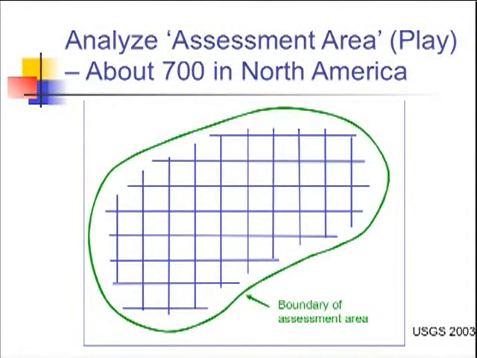Now, in the industry, what the USGS calls assessment areas is roughly equivalent to what we've called plays. There are about 700 of these in North America. What the USGS has done is to break these assessment areas into cells. Here we show a typical assessment area broken into cells. The area of these individual cells is roughly the expected drainage area of a well drilled within that particular unit.